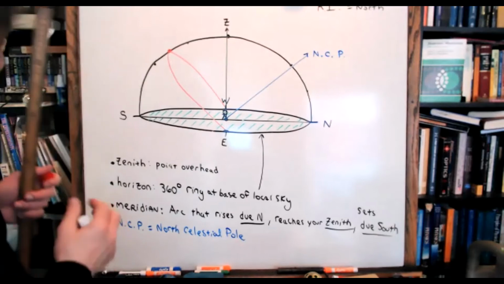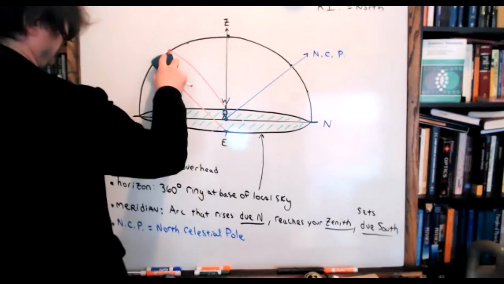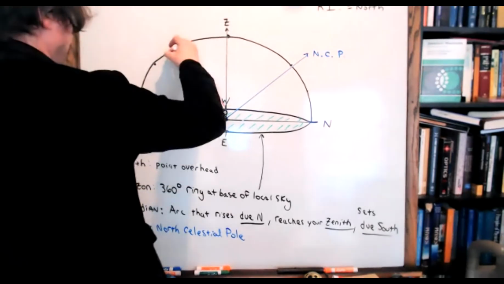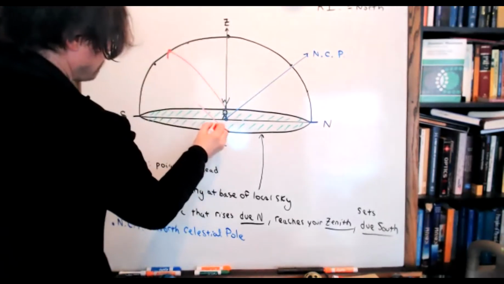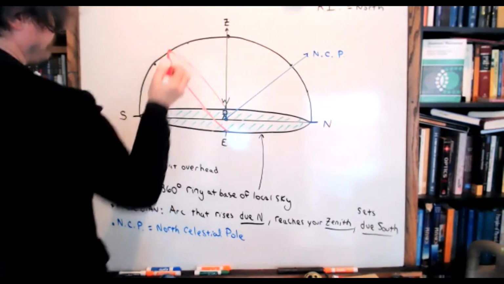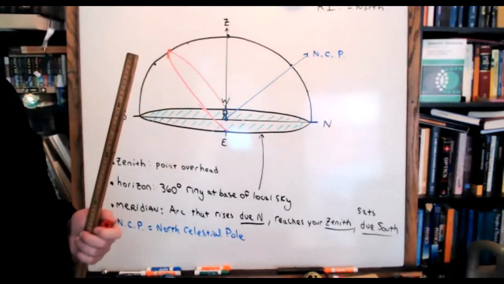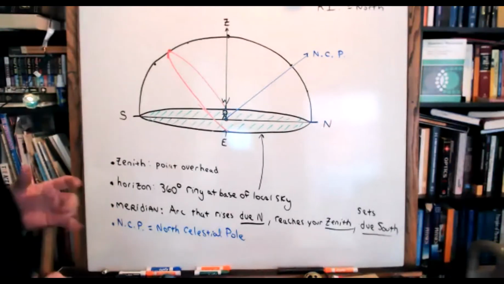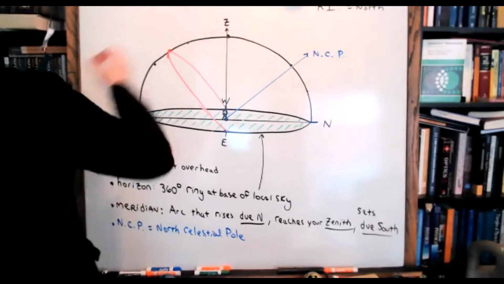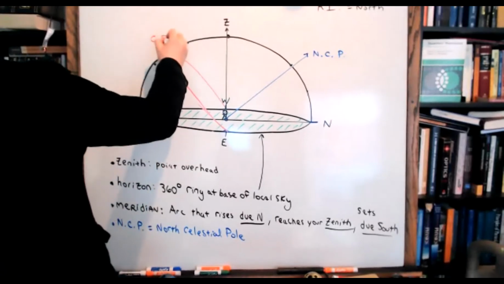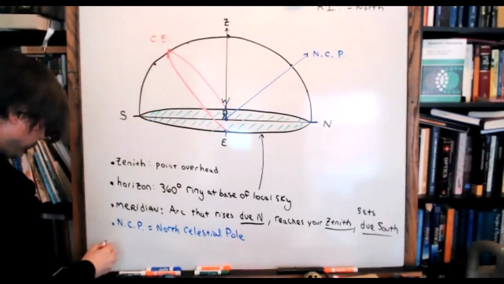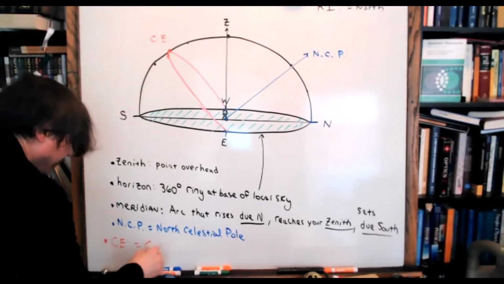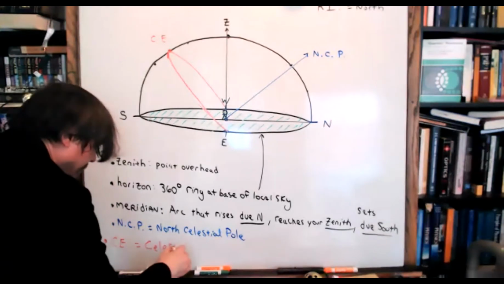Notice mine's kind of lousy there, but let's label that CE. CE is an abbreviation for the celestial equator.